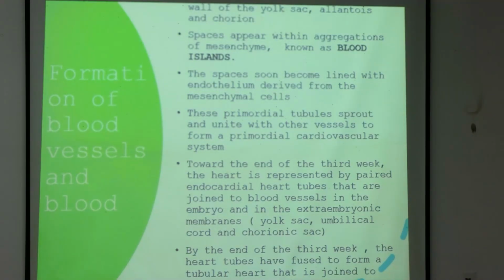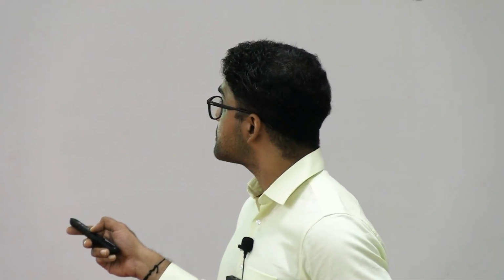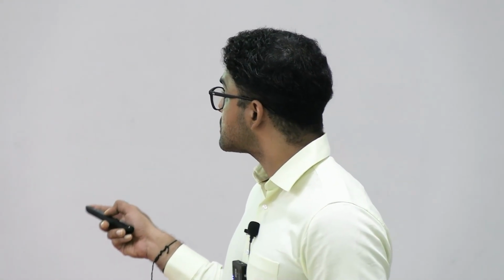The blood vessels are formed in the mesenchymal area. They are called blood islands. So spaces appear within the aggregations of mesenchyme known as blood islands, and then they are generally lined by the endothelium and they start developing into primordial tubules which unite with other vessels to form the primordial cardiovascular system. Toward the end of the 3rd week, the heart starts developing, and it is represented by paired endocardial heart tubes which join to form blood vessels.